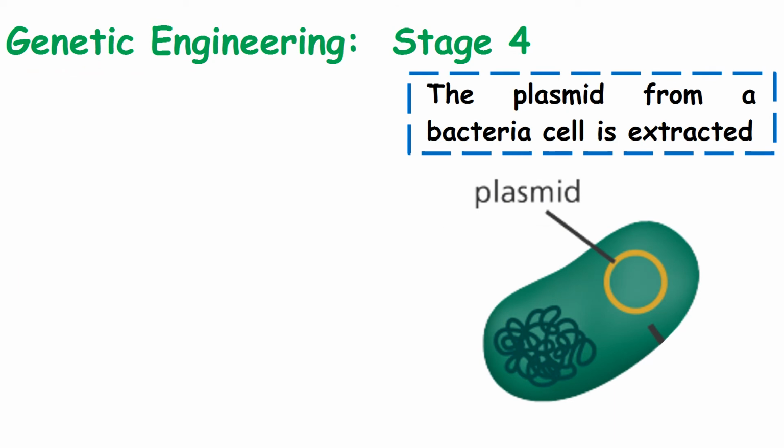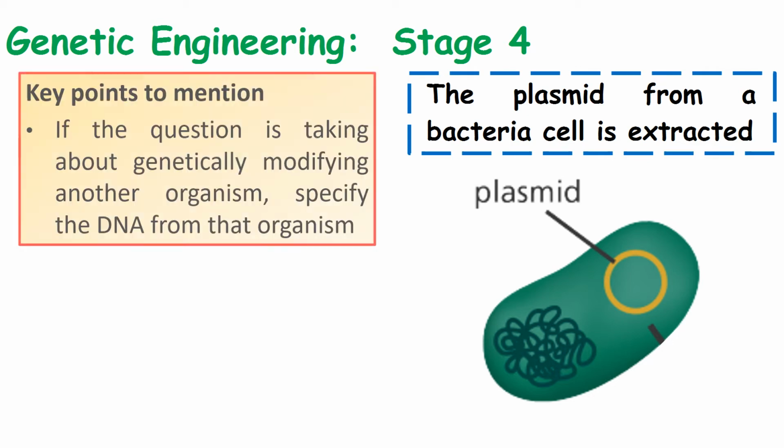The next stage is to talk about a plasmid being extracted from a bacteria. A plasmid is a circular piece of DNA that the bacteria uses to transfer genetic information. In this specific question, we're talking about genetically modifying bacteria, but in another different situation, you may want to talk about taking the DNA out of that specific organism.